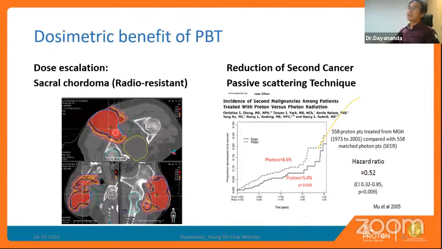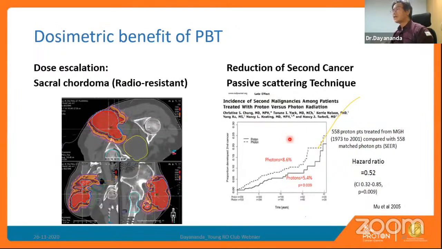So this is an example of a sacral chordoma, which we have treated in our center. It was a very complicated case. The patient was not able to even lie down in either supine or prone position, so we treated this patient in an inclined position. And you can see here that all these critical organs are very well protected. At the same time, we have delivered around 74 gray to the tumor using the pencil beam scanning technique.